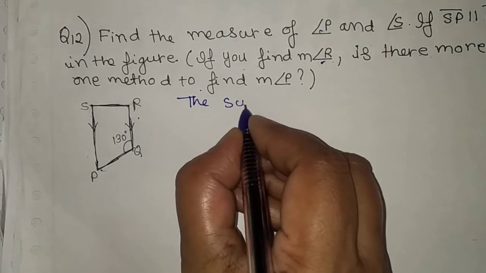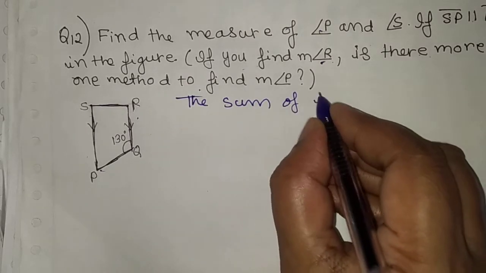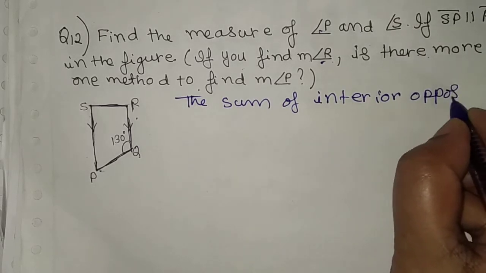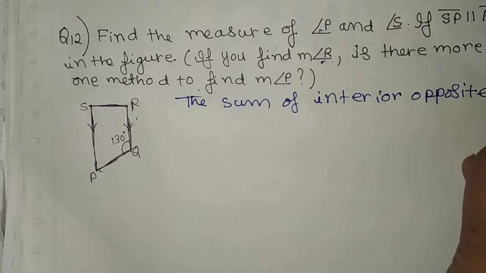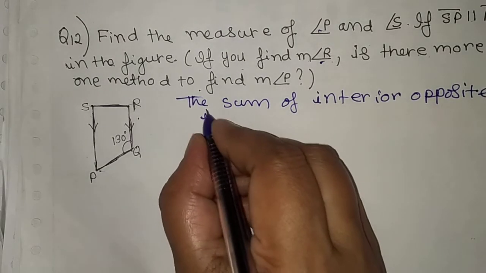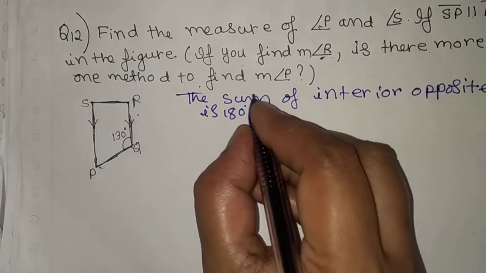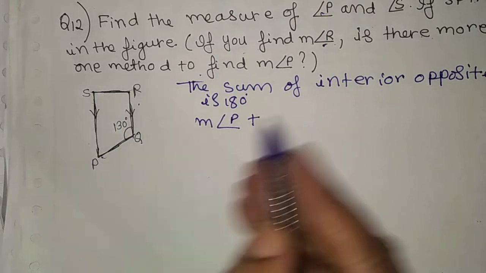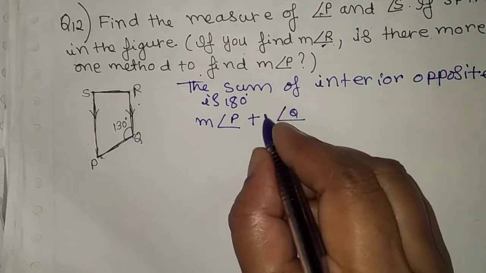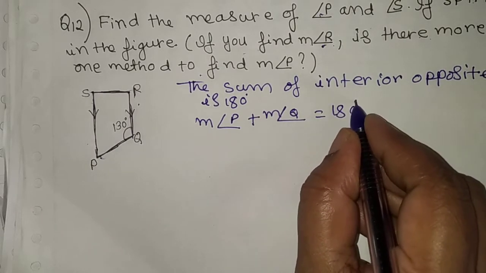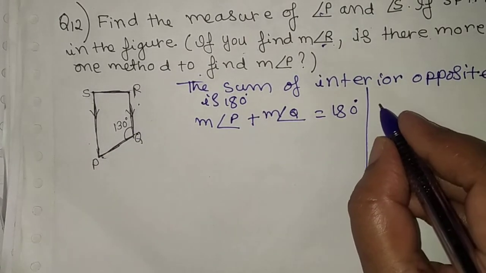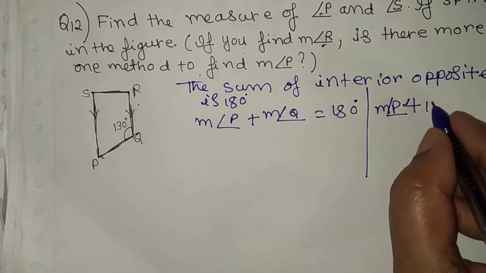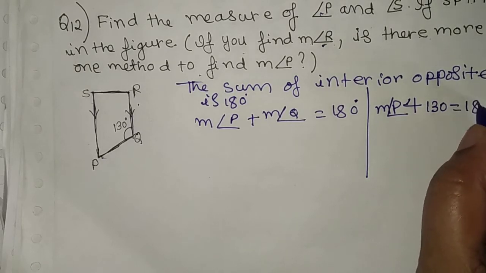The sum of interior opposite angles is how much? It is 180 degrees. Therefore we have angle P plus angle Q is equal to 180 degrees. Therefore what we have to substitute here is angle P plus Q, how much we have? 130 we have, which is equal to 180.